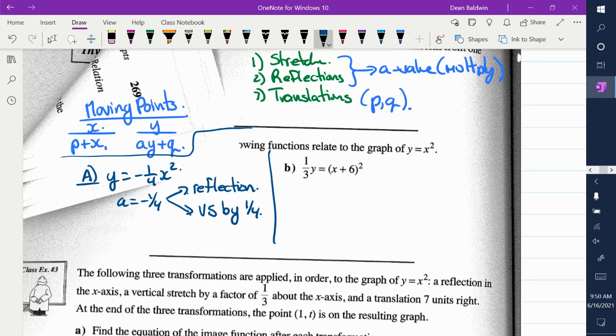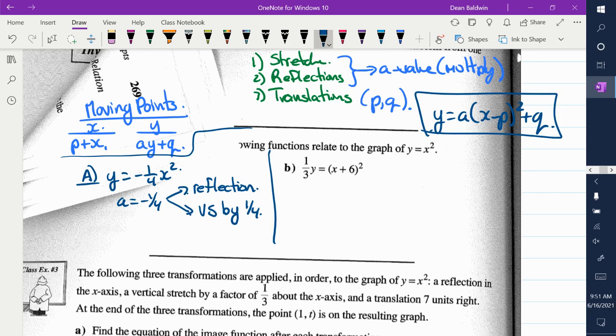B. 1/3 y is equal to x plus 6 all squared. What's wrong with the way it's written? What's our general equation? It's this. There you go. The a is on the wrong side. That's our general equation. It has to look like this. So you got to get rid of the a.